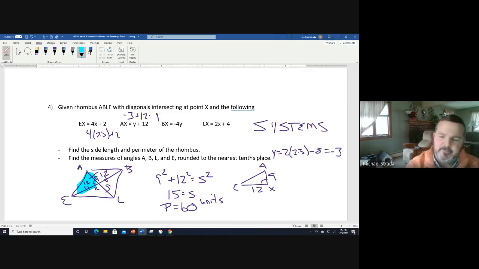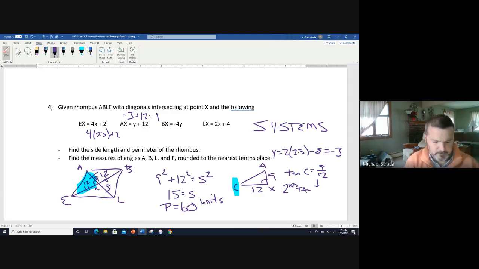I'm trying to get this angle. Right now I have the opposite and the adjacent, which means tangent. So tangent of E equals 9 over 12. You're going to go to your calculator and hit second tan, and then enter 9 over 12. And you're going to end up with 36.9 degrees.